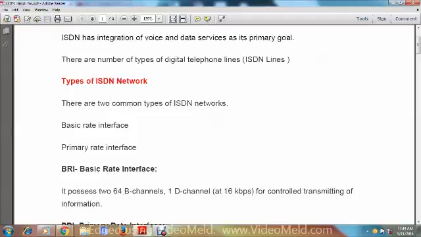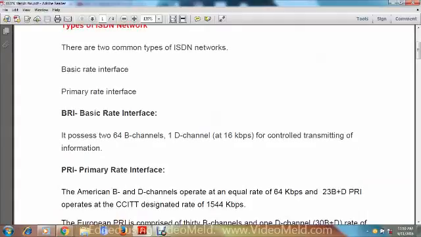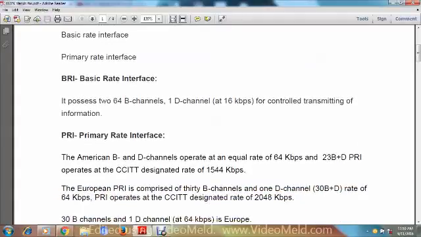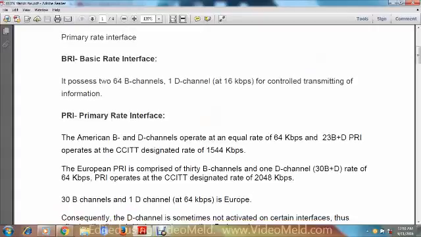Types of ISDN network. There are two common types of ISDN networks: Basic Rate Interface and Primary Rate Interface. BRI, Basic Rate Interface, possesses two 64 kbps B channels and one D channel at 16 kbps for controlled transmitting of information.